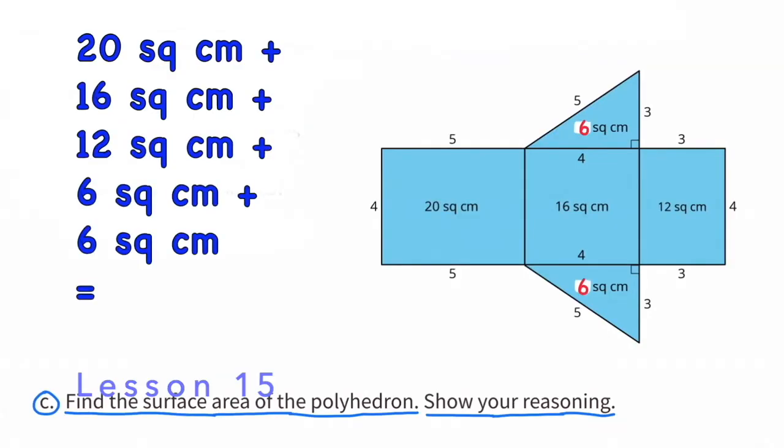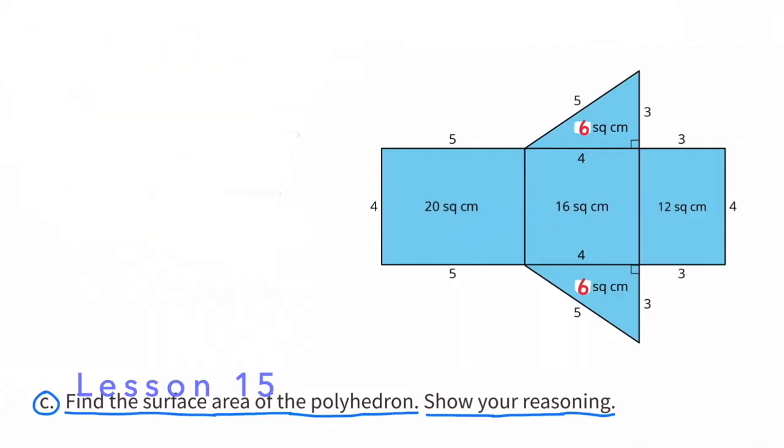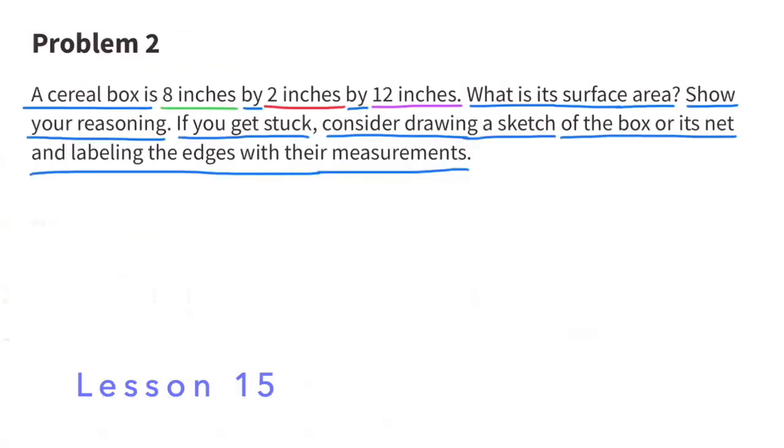They provide us with the surface area for each figure: 20 square centimeters plus 16 square centimeters plus 12 square centimeters plus 6 square centimeters plus 6 square centimeters equals a total surface area of 60 square centimeters. Number 2. A cereal box is 8 inches by 2 inches by 12 inches. What is its surface area?